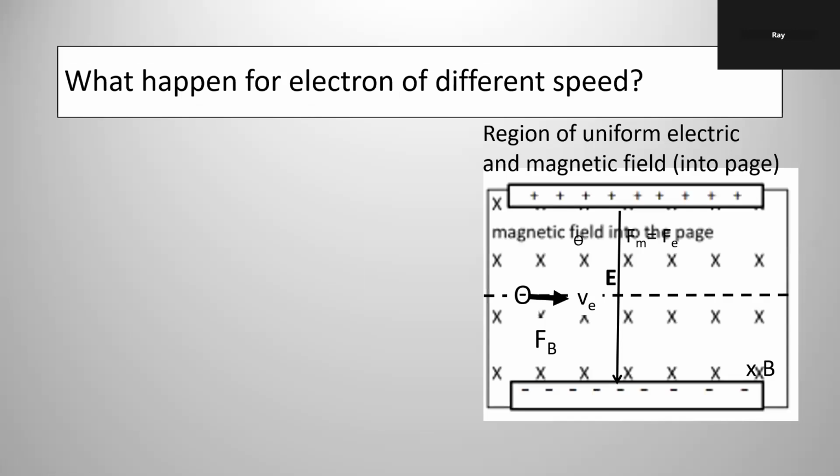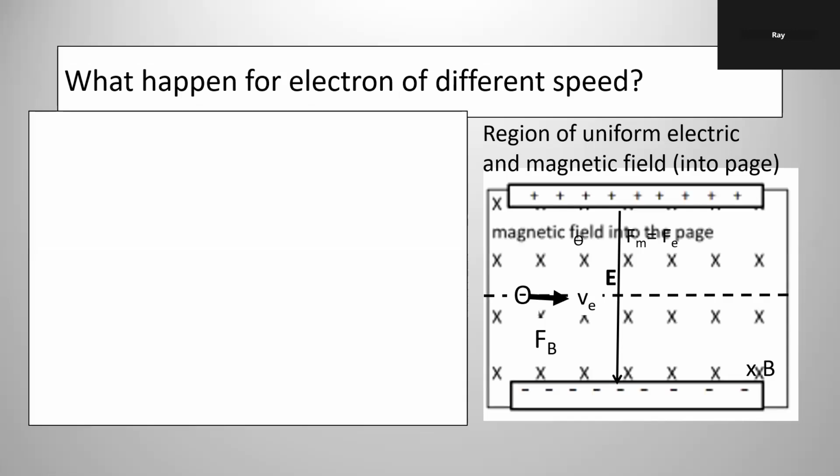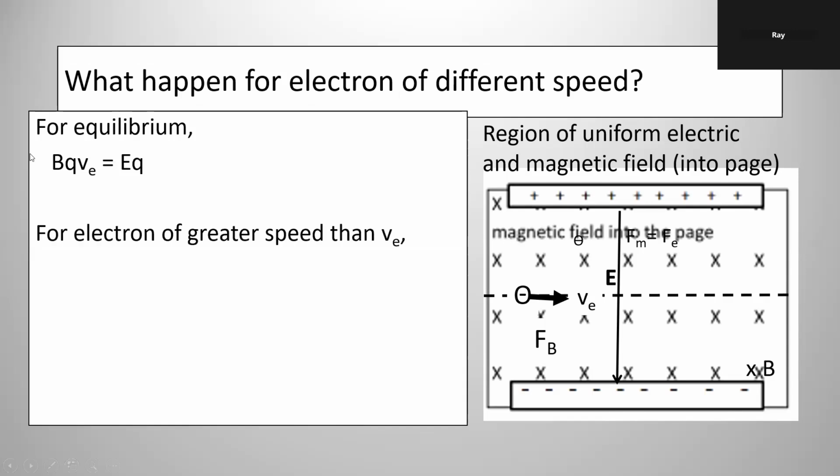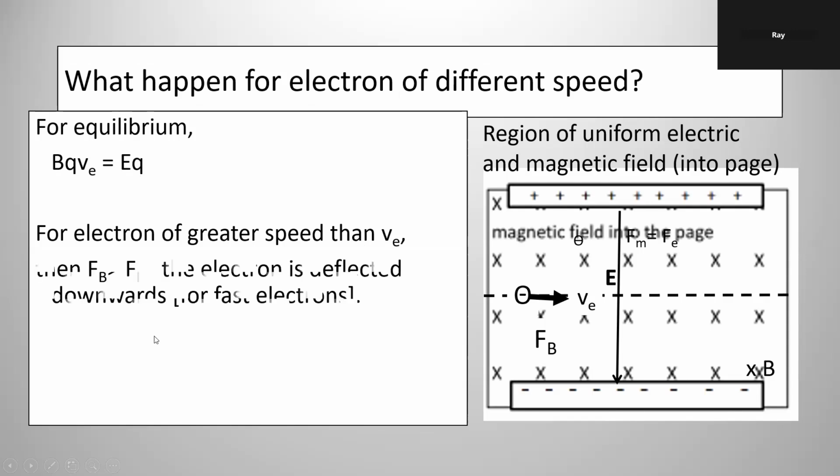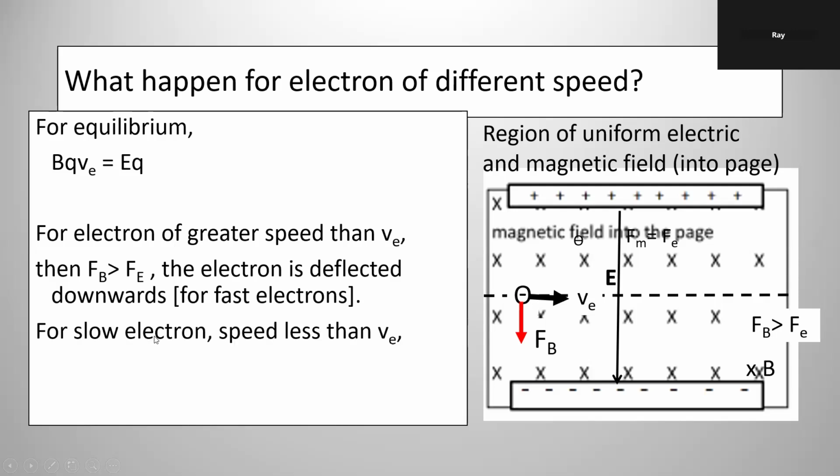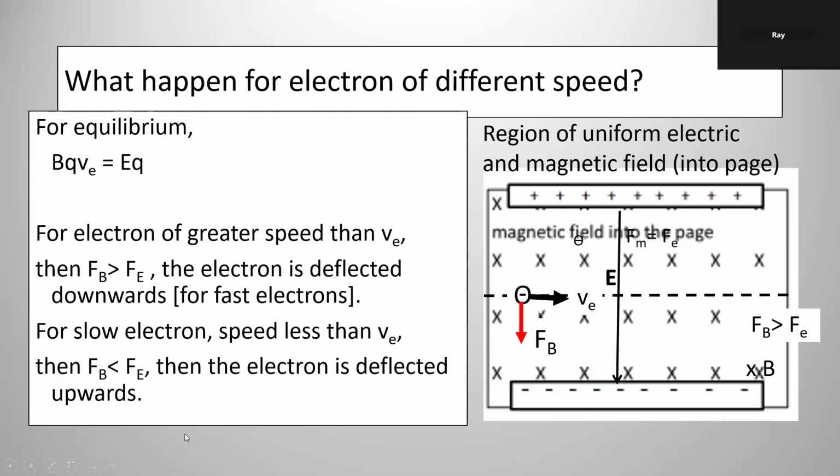What happens for an electron of different speed? For equilibrium, magnetic force equals electric force. For an electron of greater speed than v equals E over B, the magnetic force is greater than the electric force, so it's deflected downwards. For a slow electron, the magnetic force is smaller than the electric force, so it's deflected upwards.